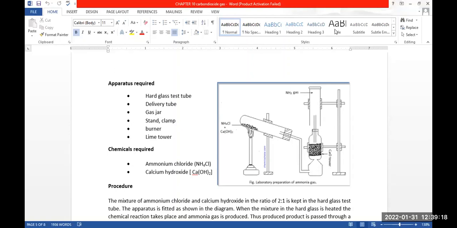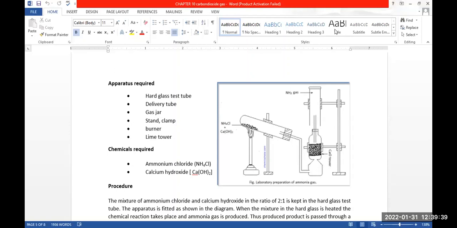Very important. Your question is what happens? What happens when ammonia is treated with hydrochloric acid? Ammonia is treated with nitric acid. What happens? Okay, write with chemical equation. This is the question.